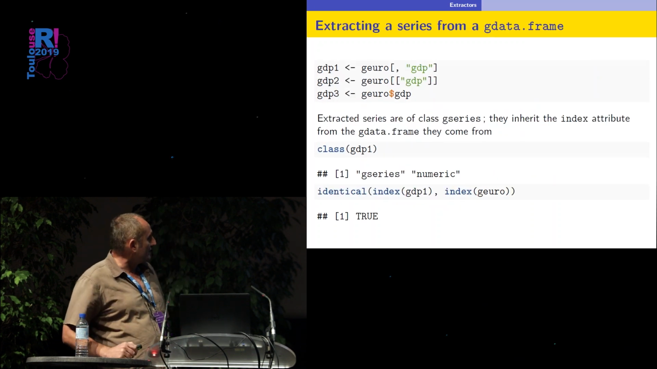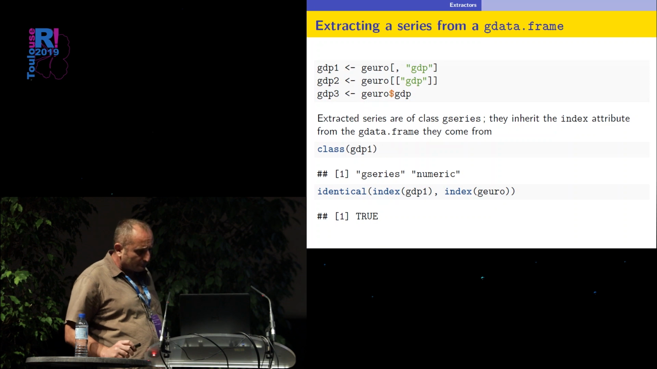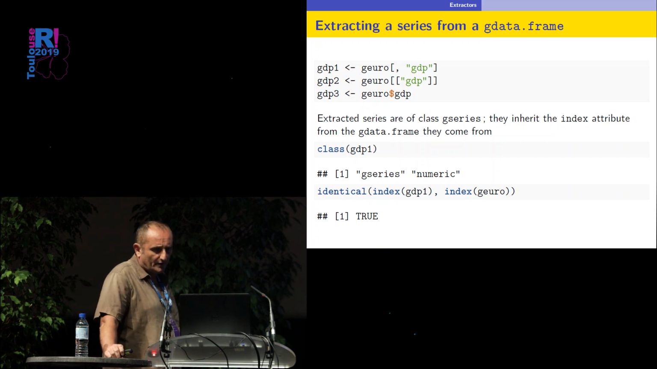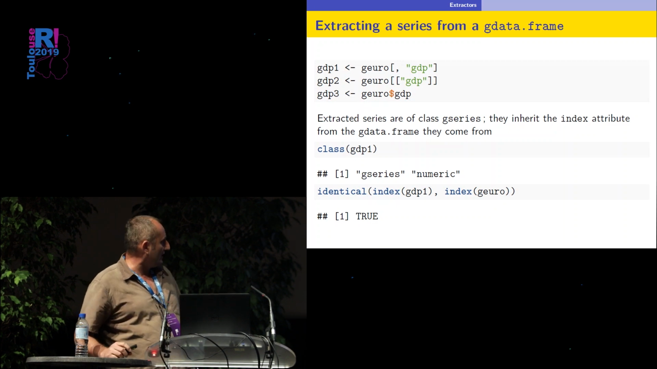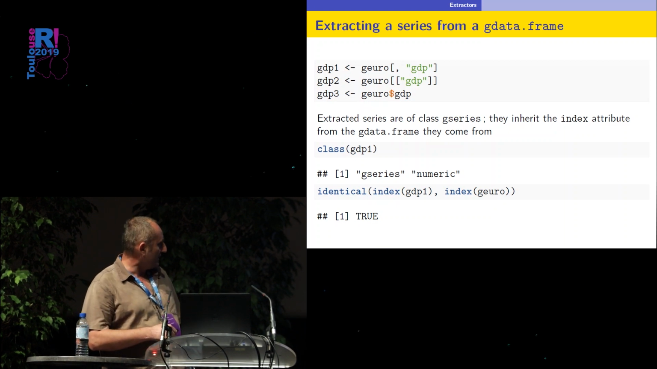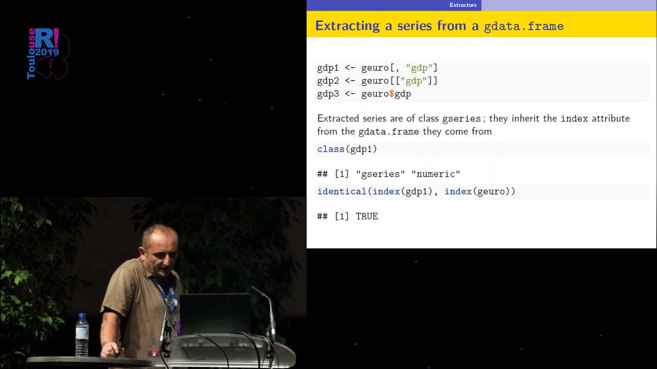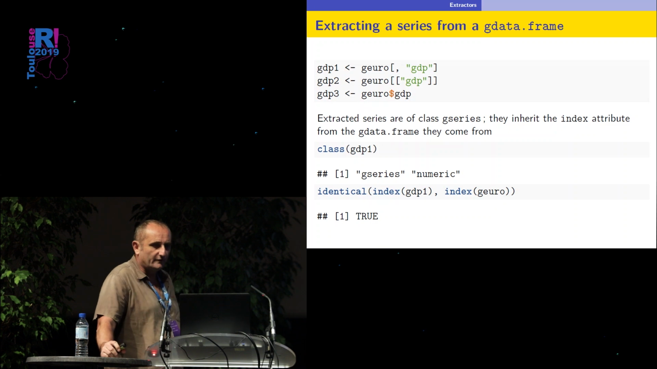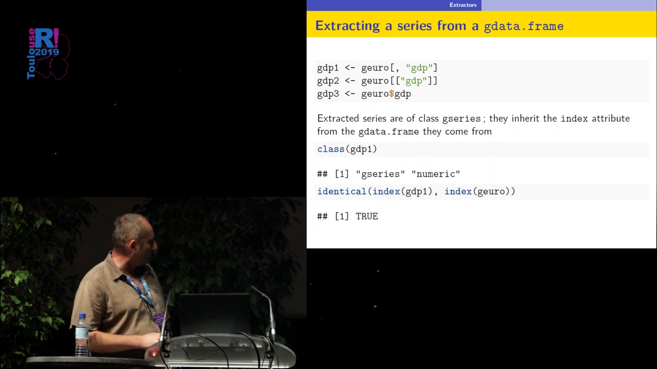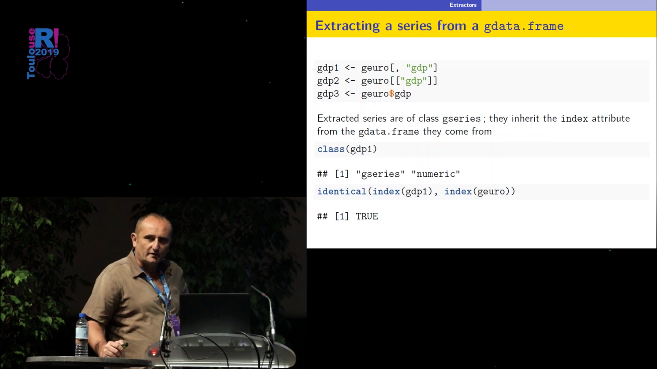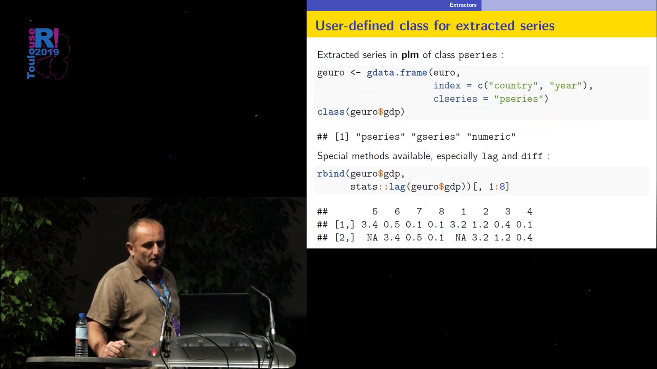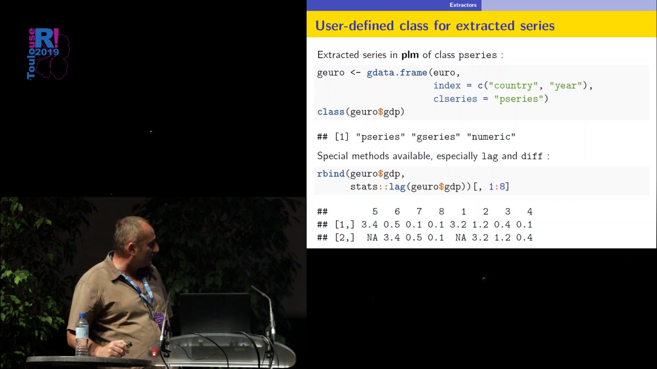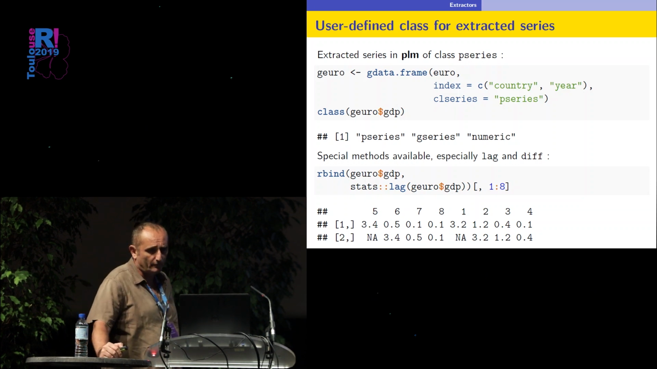There are also methods to extract series from a gdata frame, and there are two features here. The first one is that extracted series have a special class, called gSeries, and the second feature is that a series extracted from a gdata frame inherits the index attribute of the gdata frame it has been extracted from. So this permits writing some specific methods for series.